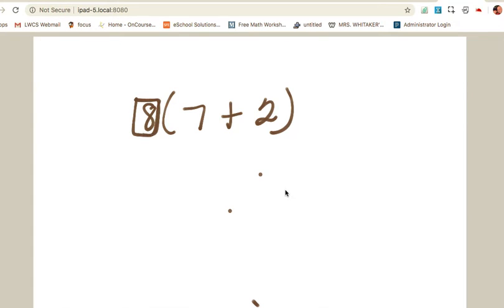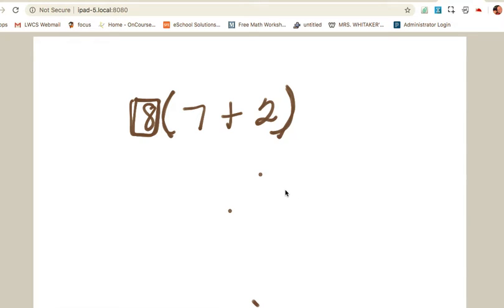Distributive property is when you have an expression in the parentheses, such as 7 plus 2, and on the outside of those parentheses, you have a number. It might be 8. Okay? And what you're doing is you are distributing this 8 with everything inside the parentheses.